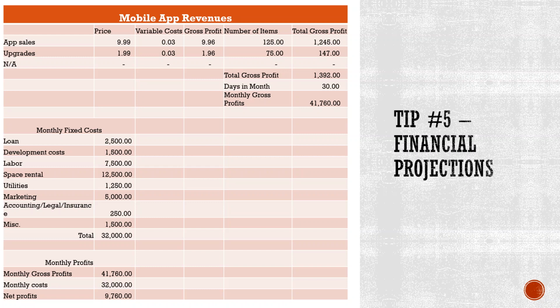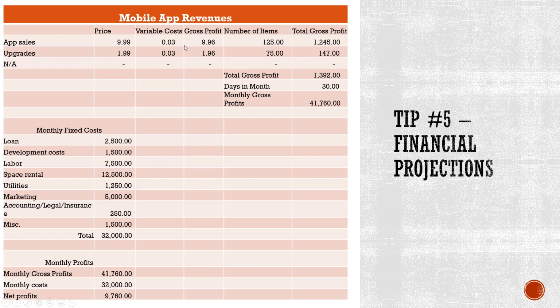So for this, what I'm going to start with is the app sales. How many sales are you going to have? And then upgrades. You might have an upgrade. If somebody buys your app and they want to get more features, they're going to pay for an upgrade. Variable costs: you're going to have transaction fees. Whatever your transaction fee from the credit card or for Apple, whatever the costs are, you're going to put that transaction fee right here.